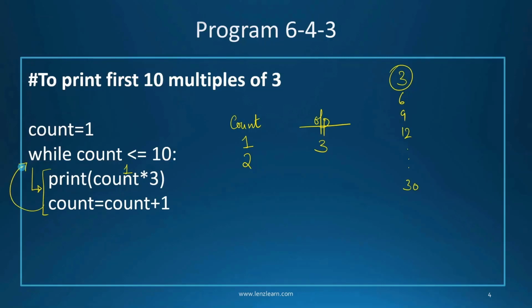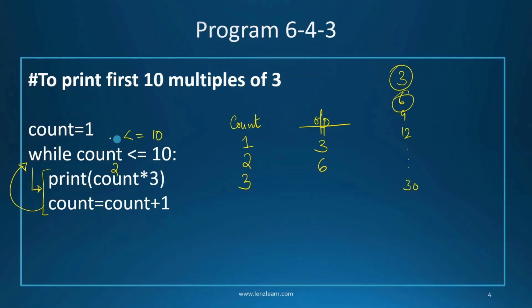Now the control will go back to while. It will check whether 2 is less than or equal to 10. You can see that is true. Next time I will print 2 into 3, so the output will be 6. So we have printed the second value. Now the value of count will be incremented by 1 again, so the value of count will become 3.